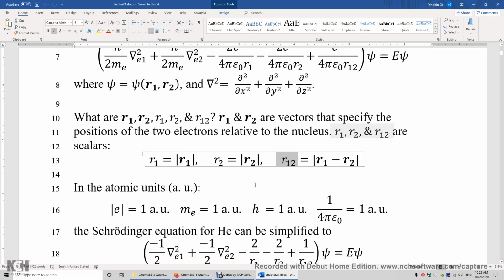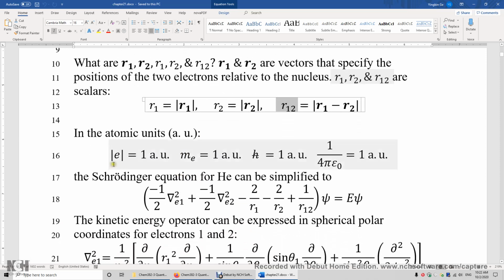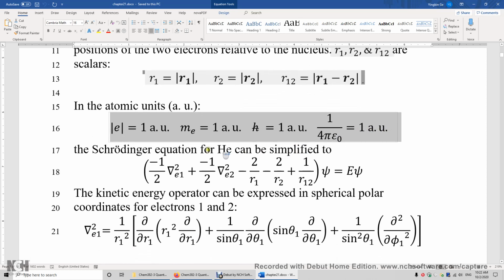So now let's write out the Schrodinger equation in the atomic units. Over here, you see four fundamental atomic units. The charge of an electron is one atomic unit of charge. The mass of an electron is one atomic unit of mass. H bar is one atomic unit of angular momentum, and 1 over 4 pi epsilon 0 is one atomic unit of Coulomb's constant. Now we can rewrite the Schrodinger equation in the atomic units.